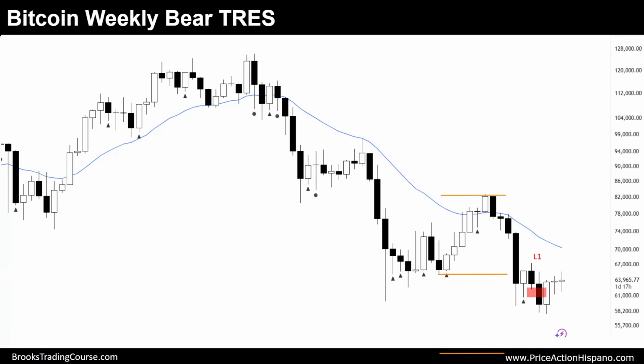The bears want a trend resumption. What they see is a bear breakout, and now they want a bear continuation. They see this as a good low one entry after a strong bear breakout. They got good bear follow through. And what they want is a measured move down based upon this bull leg. That will bring the price towards the $50,000 area.